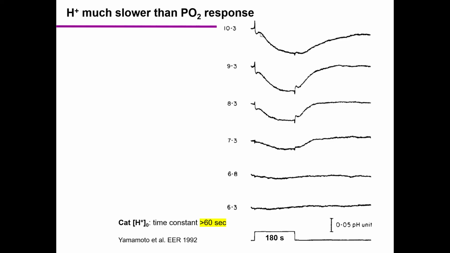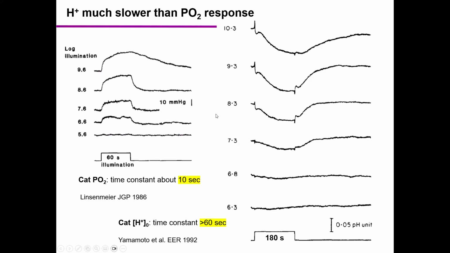So here again, this is a set of traces from Yamamoto et al. And with the brightest light, the time course is really pretty much the same as it is with 3 or 4 log units less light. And the interesting thing, as Dan is going to show, is that this is really quite different from oxygen.